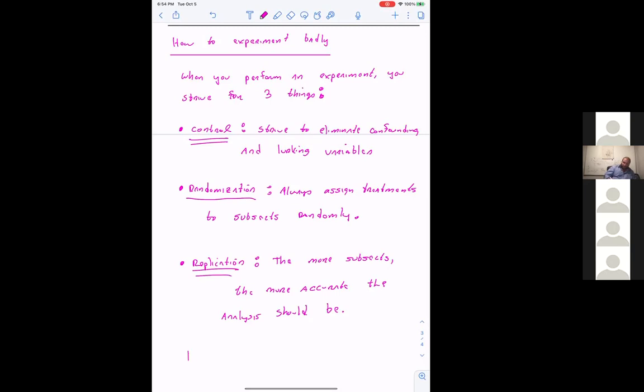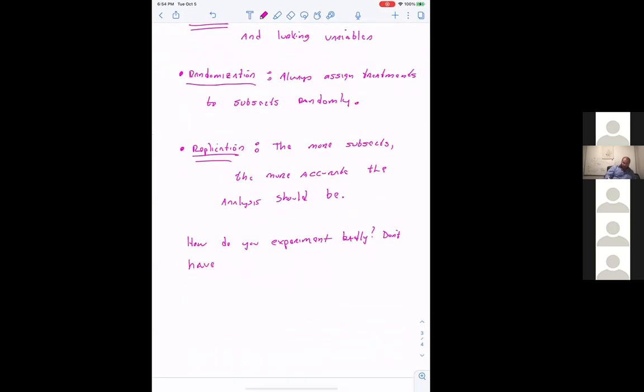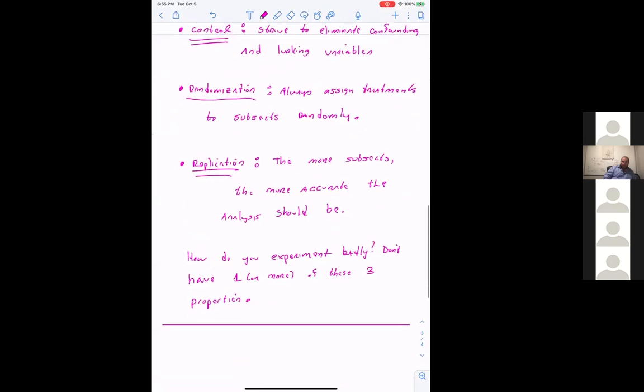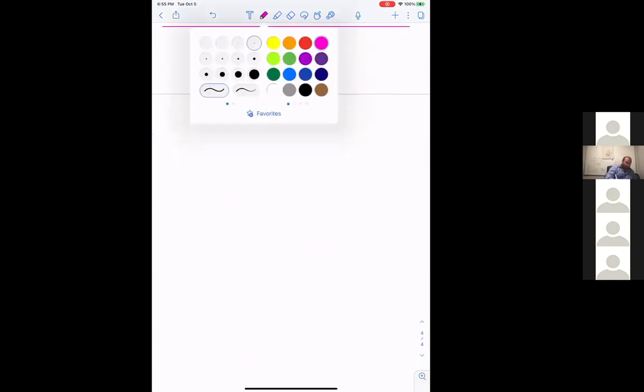So how do you experiment badly? Don't have one or more of these three properties. Do those three seem natural and intuitive and make sense? Yes. We all agree? Yeah. Okay, good.